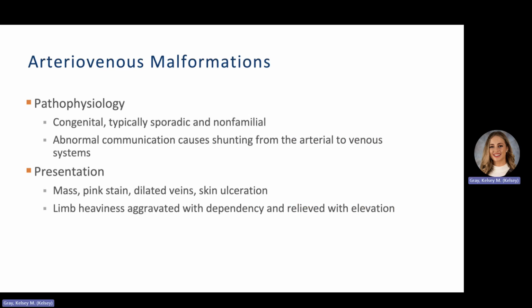Arteriovenous malformations: the pathophysiology is primarily congenital, where it is sporadic and non-familial. There is an abnormal communication that causes shunting from the arterial to venous systems. This steals from the high resistance capillary bed and can lead to ischemia. This will present with a mass, a pink stain, dilated veins, and skin ulceration. There will also be associated limb heaviness that is aggravated with dependency and relieved with elevation.